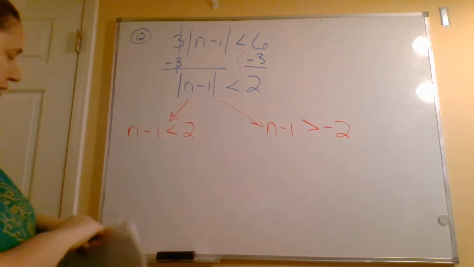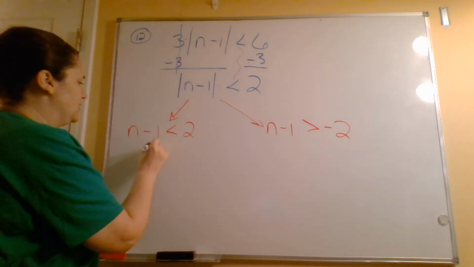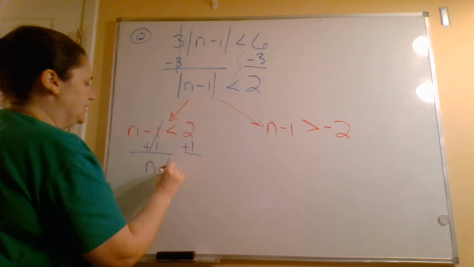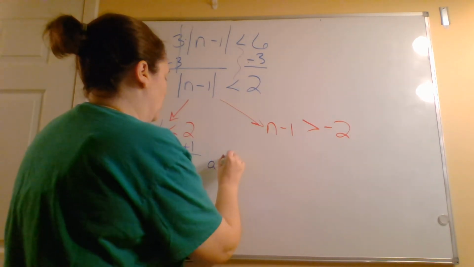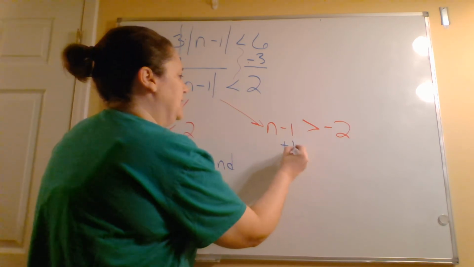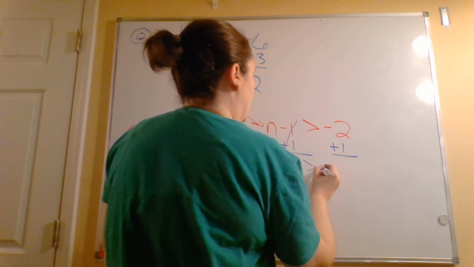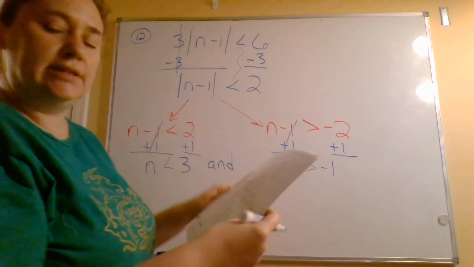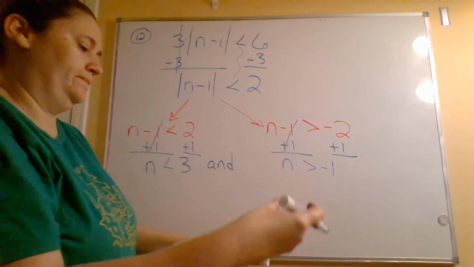Now we graph it. I'm sorry, we don't graph it, we solve it. They're subtracting 1, so I need to add 1 to both sides. We get n is less than 3. And this is an and problem. Let's see, they're subtracting 1, so I need to add 1 to both sides. And I get n is greater than negative 1. Make sure I got them right. And I did. We did not have to graph this, so we are done.